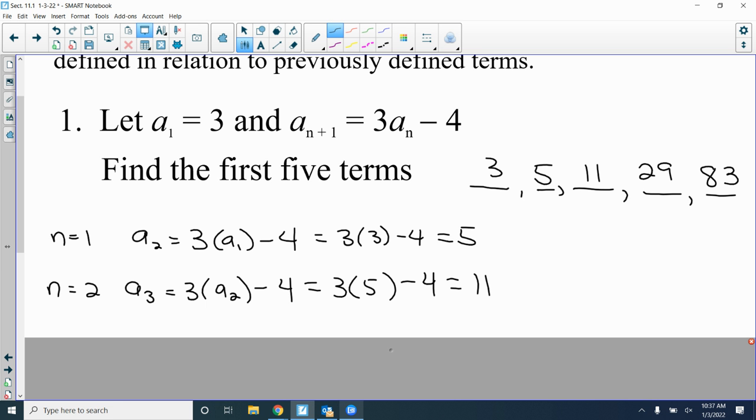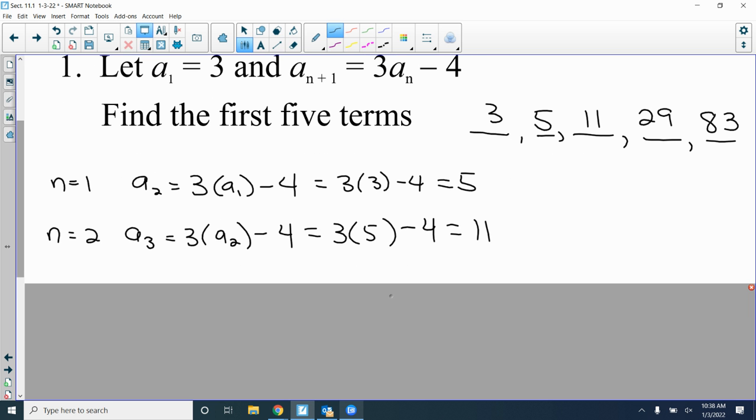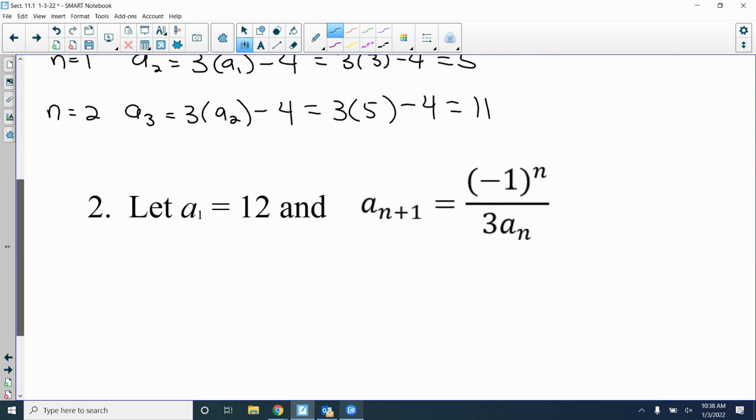So it doesn't go up a common amount. It's not like you can look at it and say, oh yeah, it increases by 4, it increases by 6. No, it's going to vary based upon what a sub n plus 1 is. And then you plug in 11. And then you plug in 29. And then you plug in 83. Okay. So once you get those down, those aren't too bad. The next one's a little bit rougher, maybe.